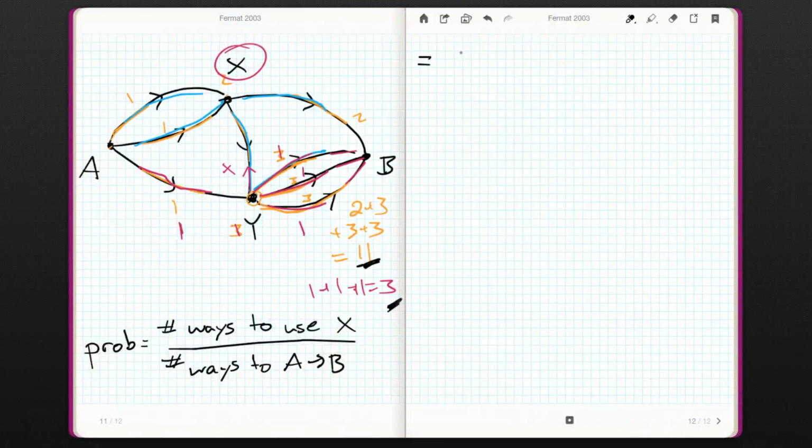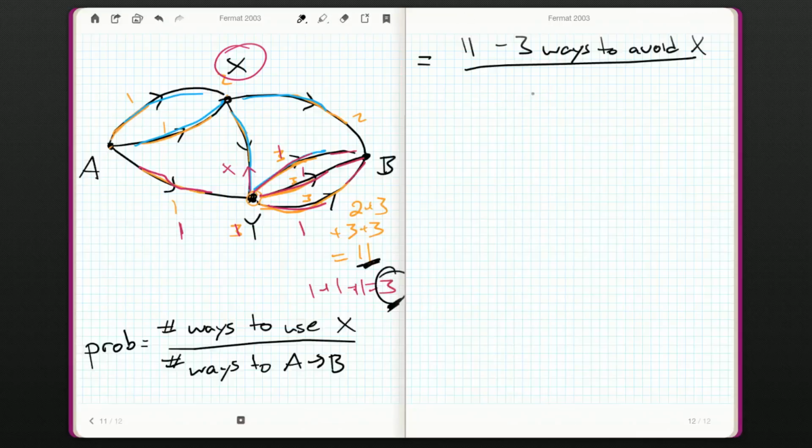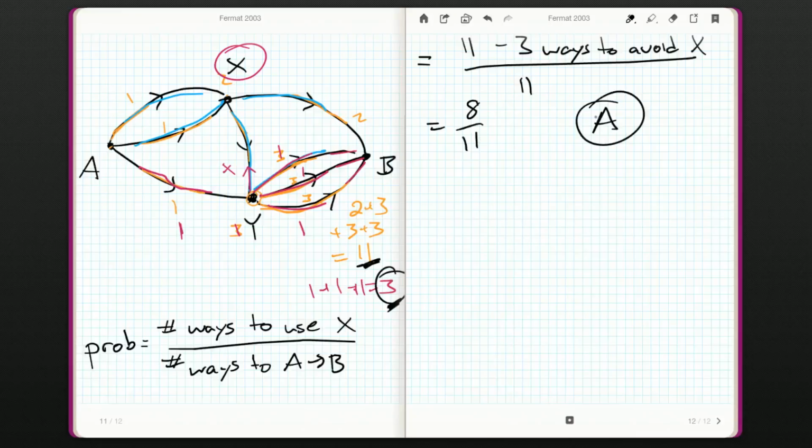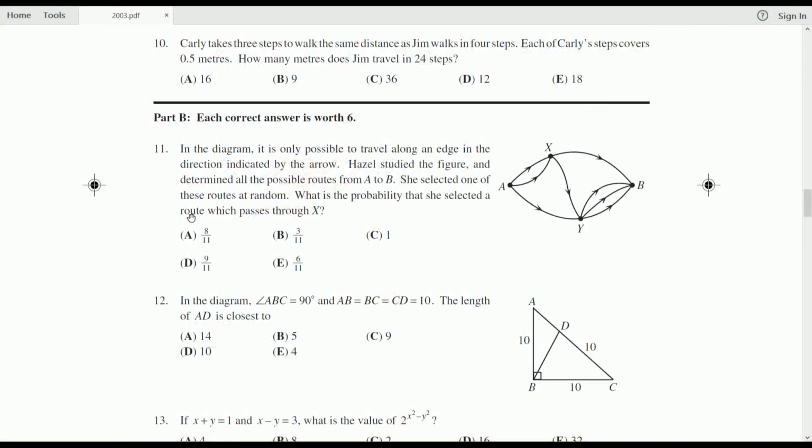Okay? So this probability, nonetheless, it's 11 minus the 3 ways to avoid X, which is what we counted. We didn't count the ways to use X. We counted the ways to avoid X over the 11 ways to get from A to B. And that's going to be 8 over 11, and I think that was A. Let's just double check. Yes, it was. Okay. So 8 out of the 11 possible routes use X. Okay. Then there's 3 that don't use X. They just jump to Y and then go to B.